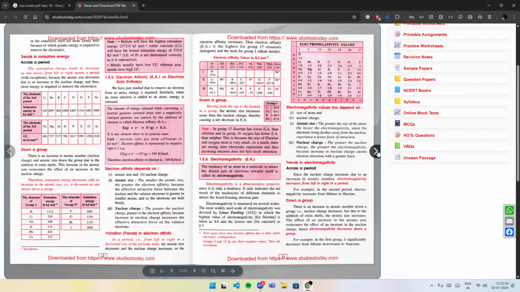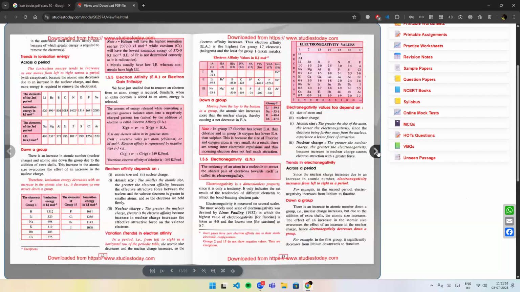Electron affinity or electron gain enthalpy. We have just studied that to remove an electron from an atom, energy is required. Similarly, when an extra electron is added to an atom, energy is released. The amount of energy released while converting a neutral gaseous isolated atom into a negatively charged gaseous ion, that is an anion, by the addition of an electron is called electron affinity. Unit, electron volt per atom or kilojoule per mole. Electron affinity is represented by a negative sign.